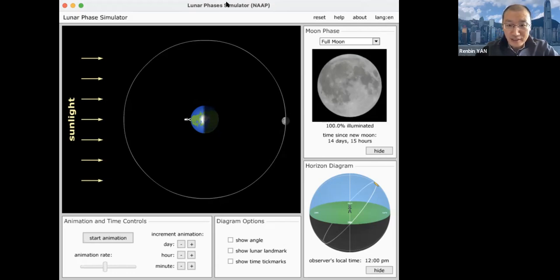Now let me start the next one. When the moon passes through Earth's shadow, what do we see? Where on the orbit will it be?